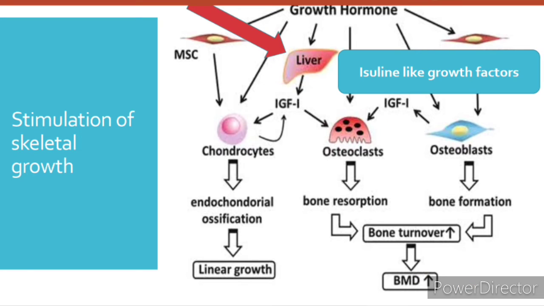The diagram is self-explanatory. You just have to remember that growth hormone is stimulating the liver to produce insulin-like growth factors, the other name of which is somatomedins. Do remember it. And it will further stimulate the chondrocytes, osteoblasts and osteoclasts to do their further function.